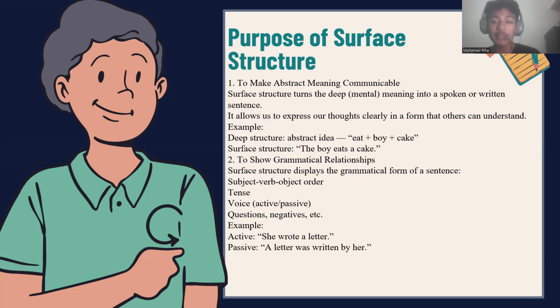Two: to show grammatical relationships. Surface structure displays the grammatical form of a sentence: subject, verb, object order, tense, voice, active or passive, questions, negatives, or commands. Example, active: she wrote a letter. Passive: a letter was written by her.